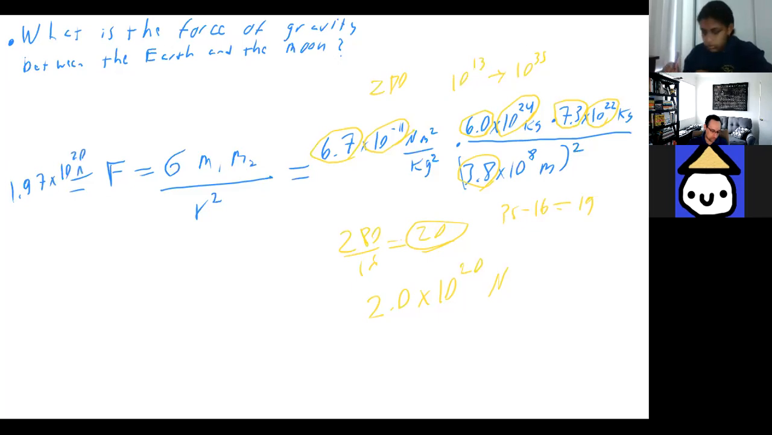Okay, newtons. And let me just draw that a little better. So you actually get to 1 decimal place, you actually get exactly 2.0 times 10 to the 20th newtons. So we got this right. Okay, we got this right.